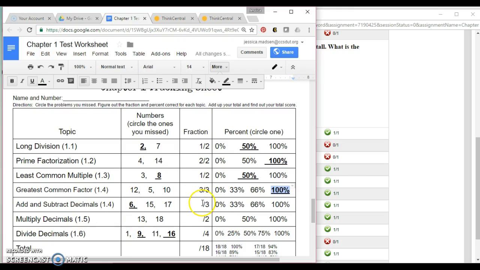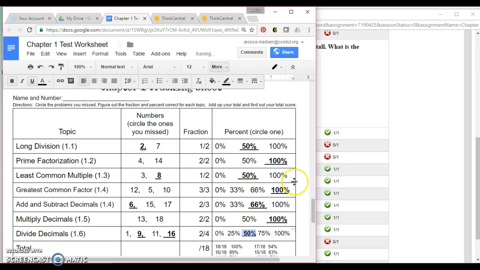Add and subtract decimals, I missed that silly one. So I got 2 out of 3, which is 66%. Multiply decimals, I've got that down. So 2 out of 2, got 100% on that. Go me. Now, my last one, dividing decimals. Ooh, I got 2 of them right out of 4, which is 50%.